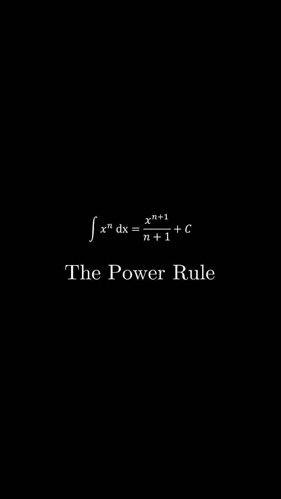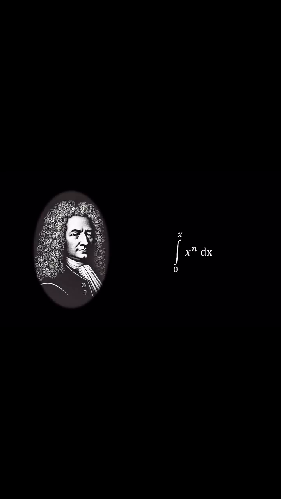Now let's address why this works. It's important to know that the power rule for integration actually came before the power rule for differentiation. Integration was developed first, even though most students learn differentiation first. The key figure here is Leibniz, whose notation we mostly use today. But Newton and Cavalieri also worked on these ideas independently.